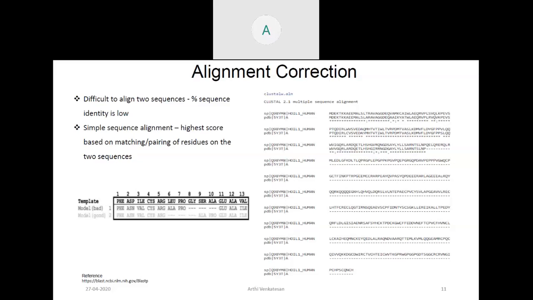So you are saying that until the sequence alignment is corrected, we keep it in a loop and do the correction until we get a proper alignment. Exactly. If you don't do the alignment correction, it's of no use. Even if you get a model, it's not a good model, not a precise model. It's just like you have done homology modeling with the sequence, that's it.